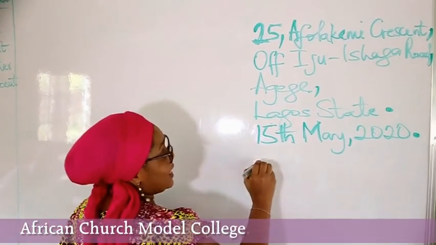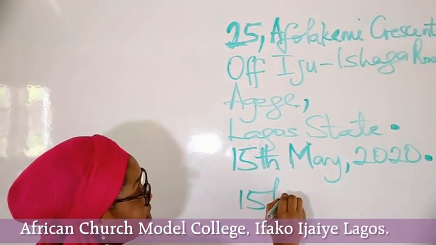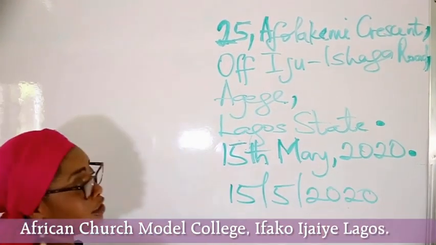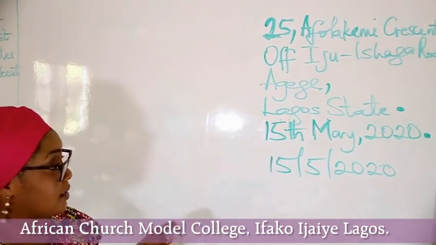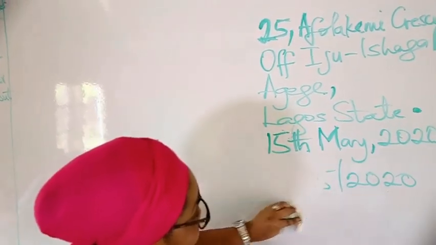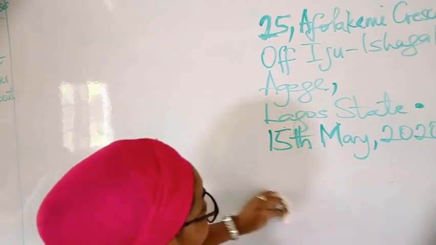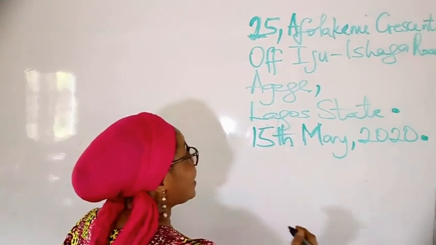Some textbooks will write the date this way, 15/5/2020. This is the wrong format of writing one's date. Please note that this pattern is wrong and is not acceptable for those of you in junior class. And if also in senior class, this pattern is not acceptable. And some also will write like this.